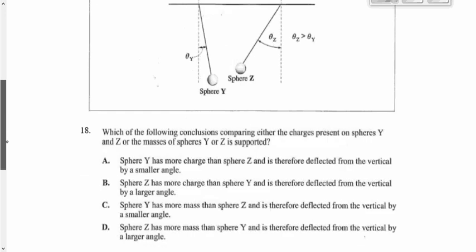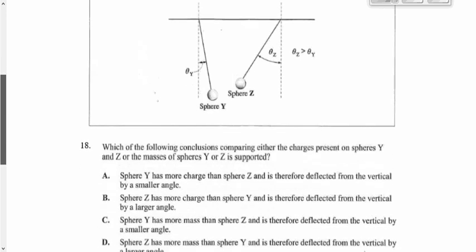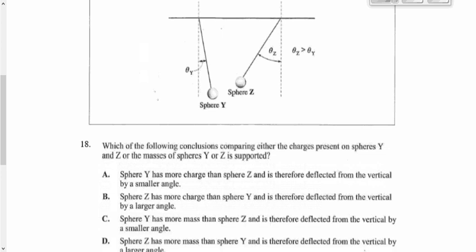Two spheres here. Which of the following conclusions comparing either the charges present or the masses is supported? Do we know anything about the charges here other than they're attracting, so they can't be like charges? We do know that. But other than that, we don't know anything, right? Opposite charges, one's charged, one's neutral, whatever. Okay, they're attracting each other. Do we know anything about the magnitudes of the charges?